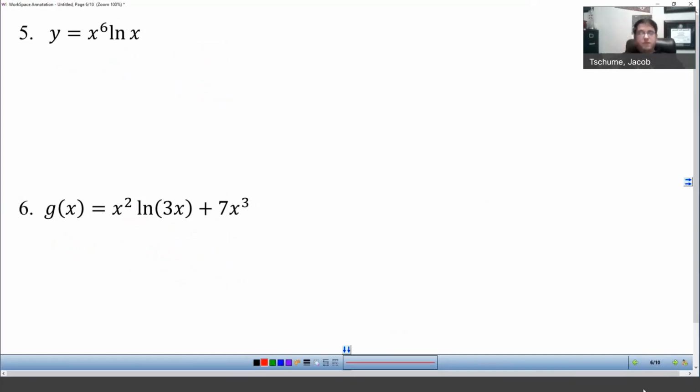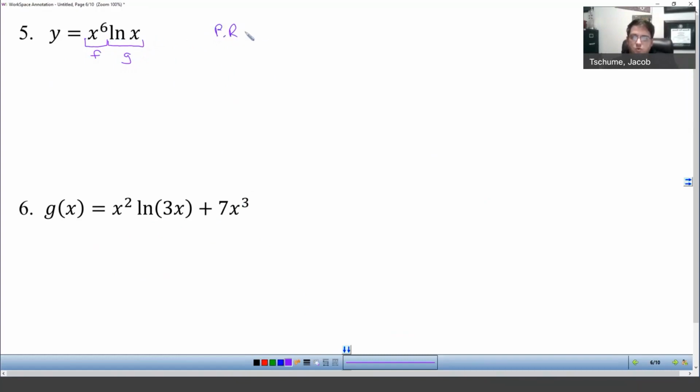All right, so now we're going to move in some combo rules. So kind of like we did in the E section, now that we have natural log derivatives down, let's bring in possibly some product and quotient rule examples. So number 5, if y is equal to x to the 6 times the natural log of x. Once again, hopefully you're noticing this a lot more easily. You've got two functions being multiplied together. Since they're multiplied, I'm going to call the first one f and the second one g so that I can apply my product rule.